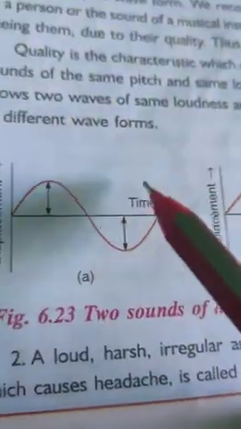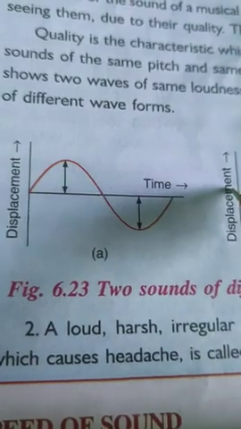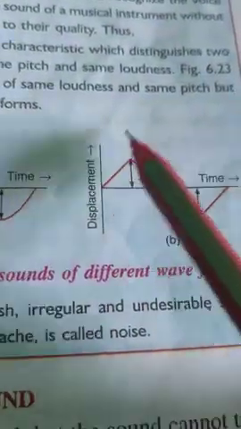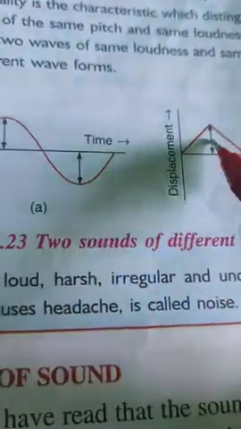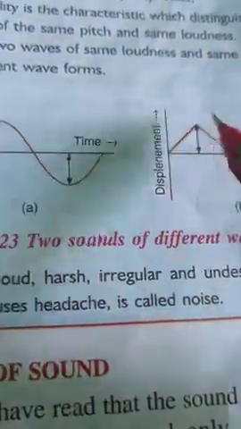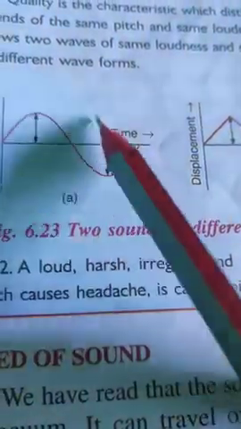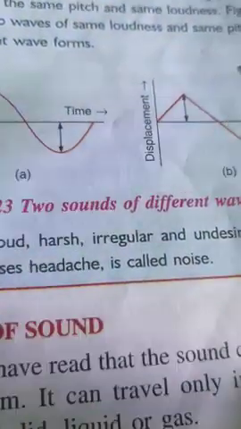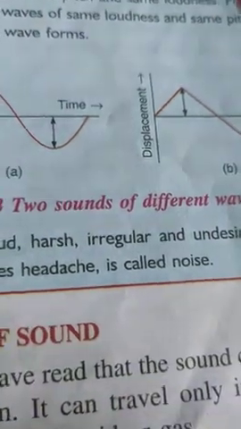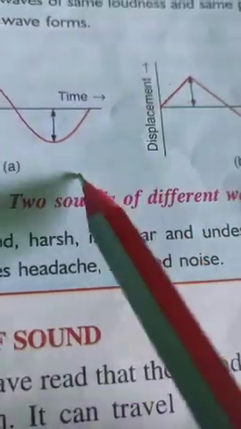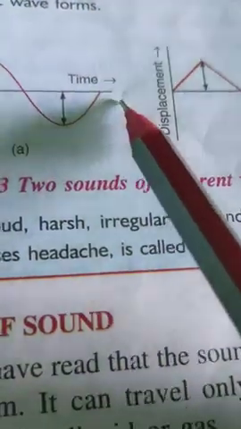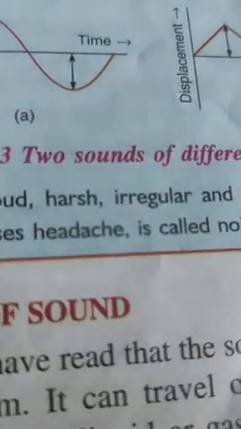You can see here the quality of waveform. This is the quality of waveform A and B. See this diagram and see this diagram. So two sounds of the same loudness and same pitch, but differing in quality of wave. See this wave and this wave. So this is called quality. Quality is the characteristic which distinguishes two sounds of the same pitch and same loudness. Remember this, children. This is important.